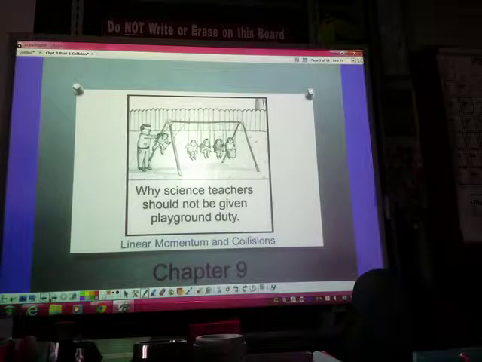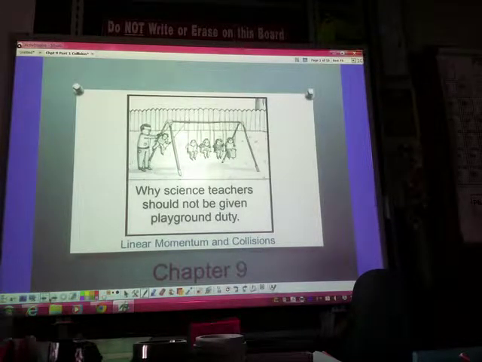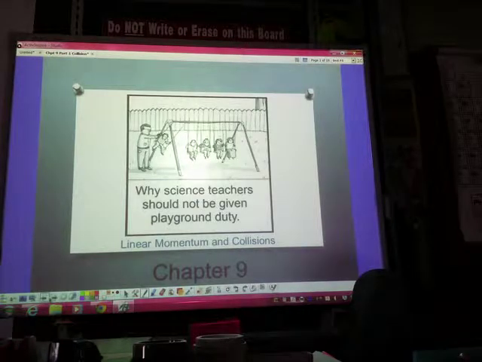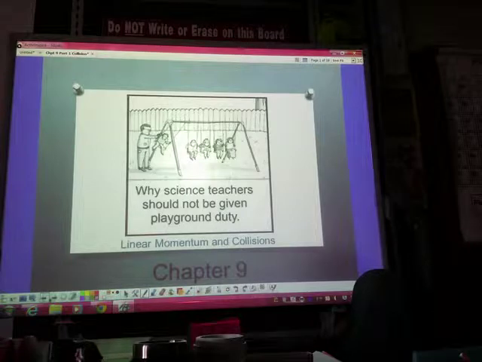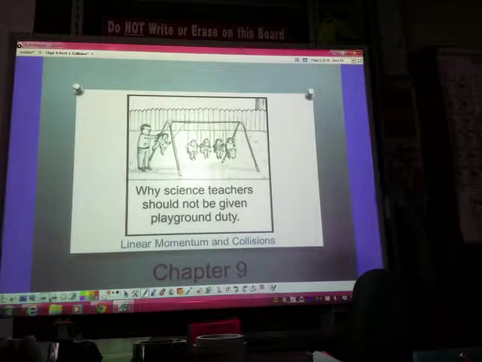Okay, so Chapter 9 is all about types of collisions as well as linear momentum. When we talk about momentum, I want you to know that we're implying that it's linear. If it's any type of circular motion, then we will always designate it as angular momentum. So anytime you hear momentum, let's just always assume that they're talking about linear.